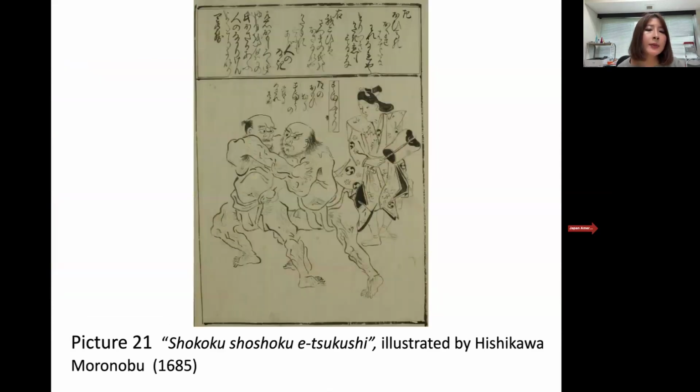It also came to be depicted in Ukiyo-e sumo prints. This piece was depicted by Hishikawa Moronobu, a very famous artist at that time.